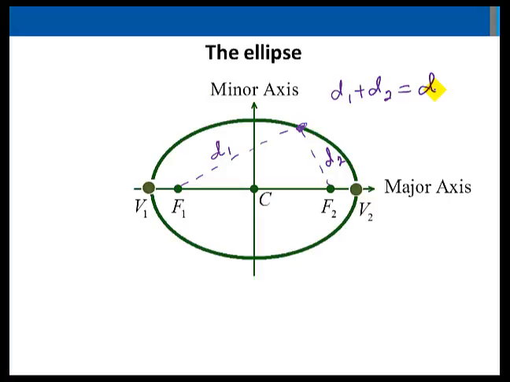The center is the midpoint between F1 and F2. The major axis passes through the center, F1 and F2, and intersects with the ellipse at vertices V1 and V2. The minor axis is perpendicular to the major axis passing through the center.